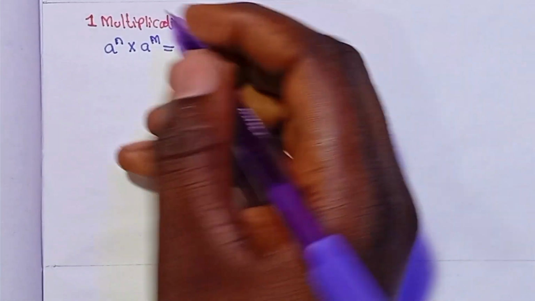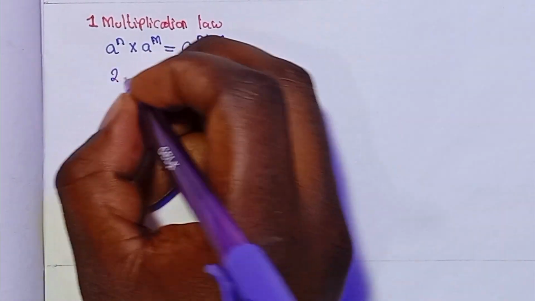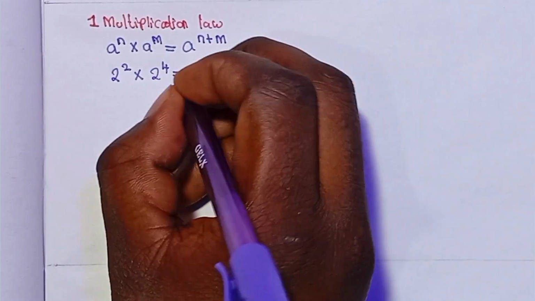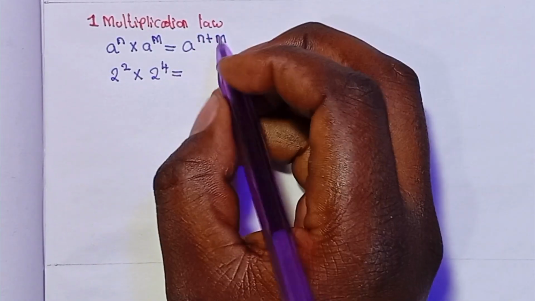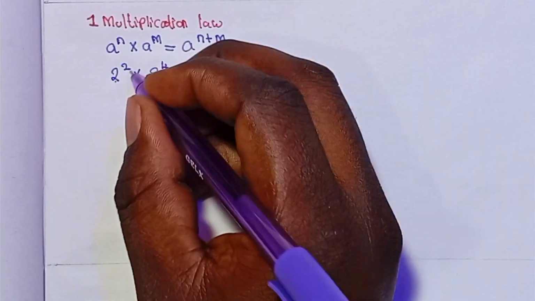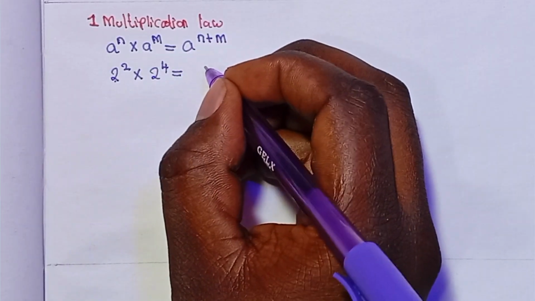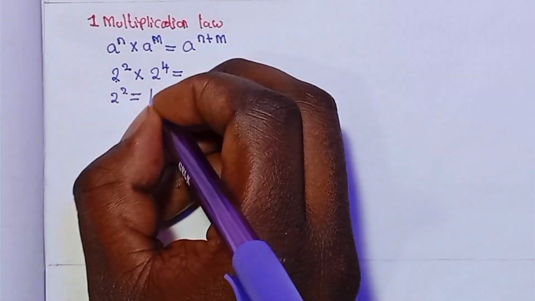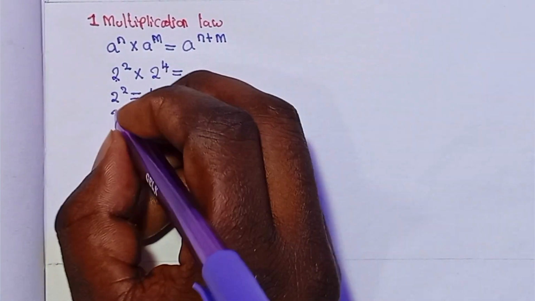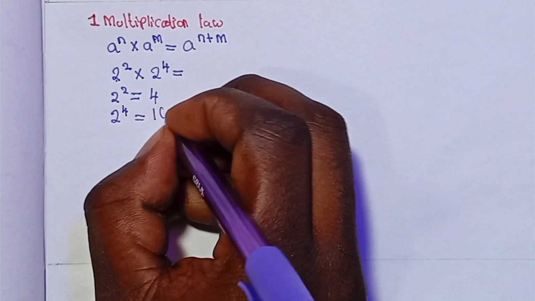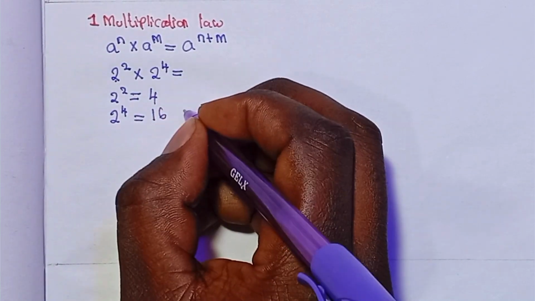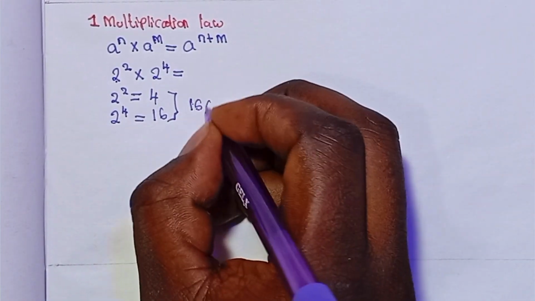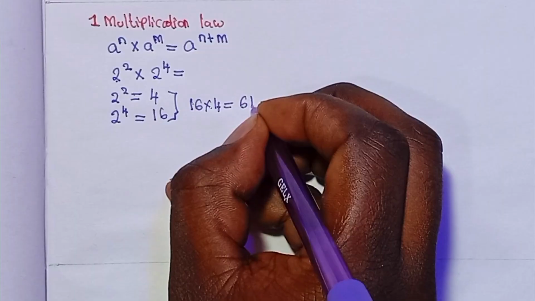For example, let's say we have 2 raised to 2 times 2 raised to 4. So basically we can do this by 2 methods. For example, 2 raised to 2, that is 2 squared, which is equal to 4, and 2 raised to 4 is equal to 16. So we can take these 2 numbers, and we are going to have 16 times 4, which is equal to 64.